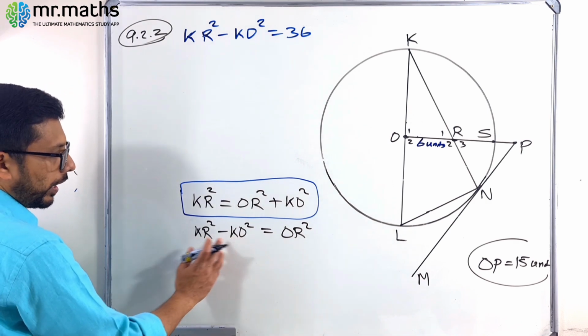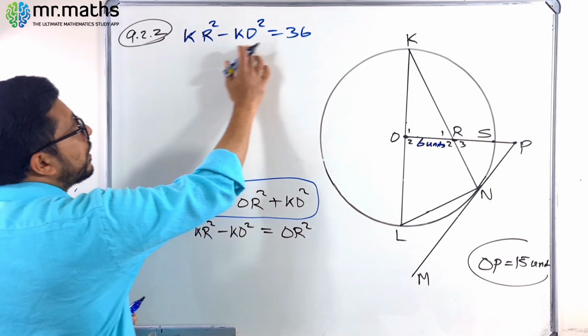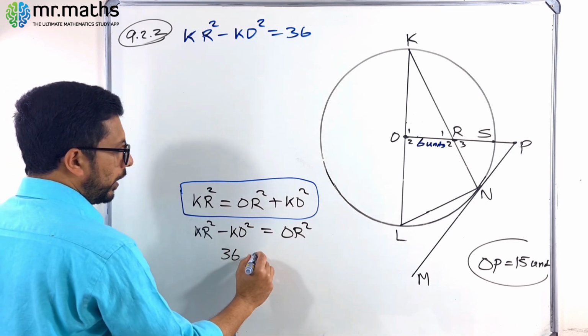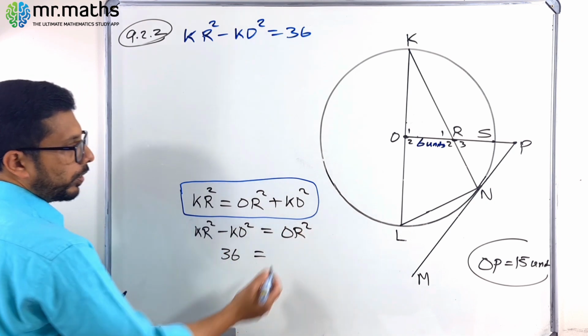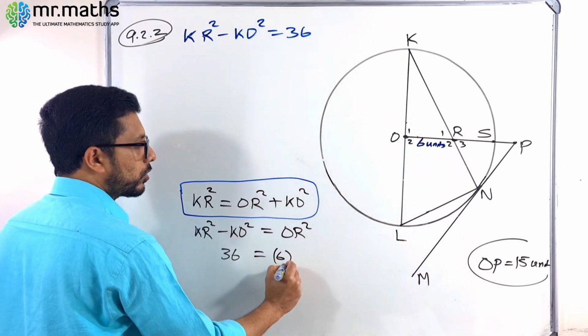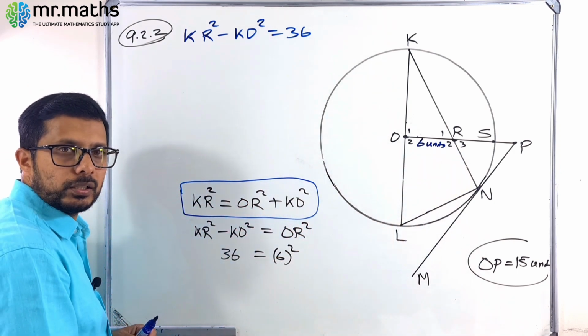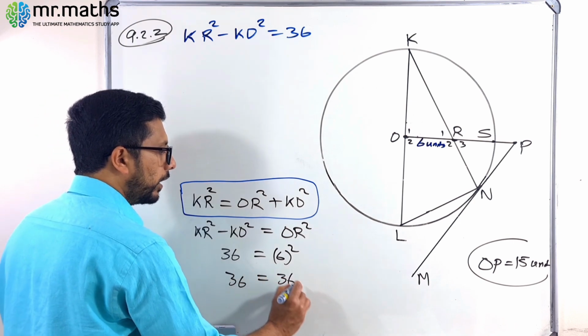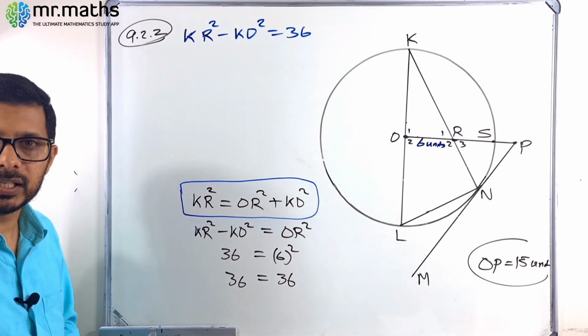Okay, so now what is the answer of KR square minus KO square? It is given that it is 36. Please don't write it now. Is equal to, what is OR square? What is OR? OR is 6, so it is 6 square. What is 6 square? 36. So you can see that the left hand side and right hand side you are getting the same answer.